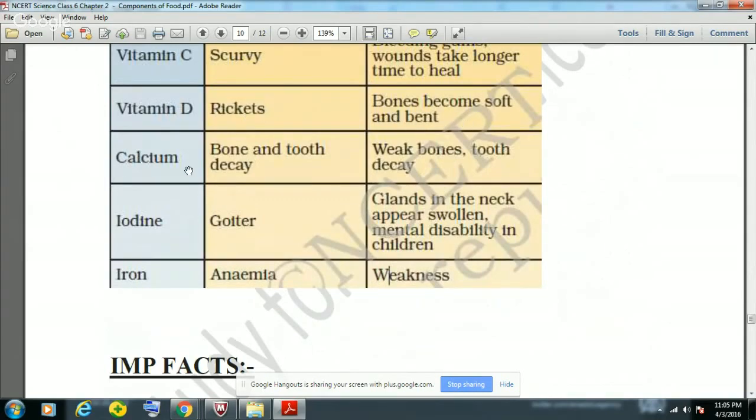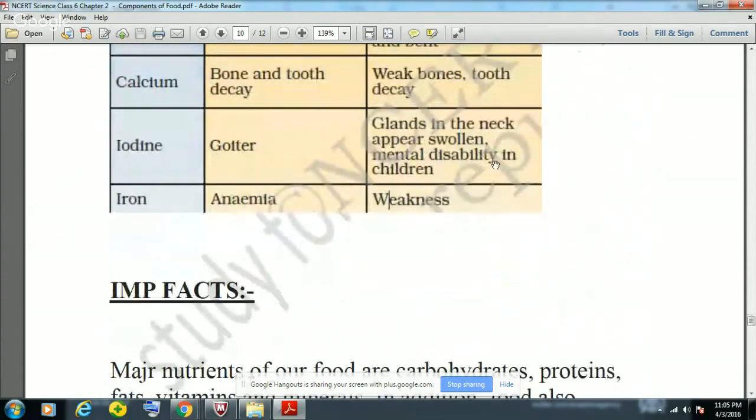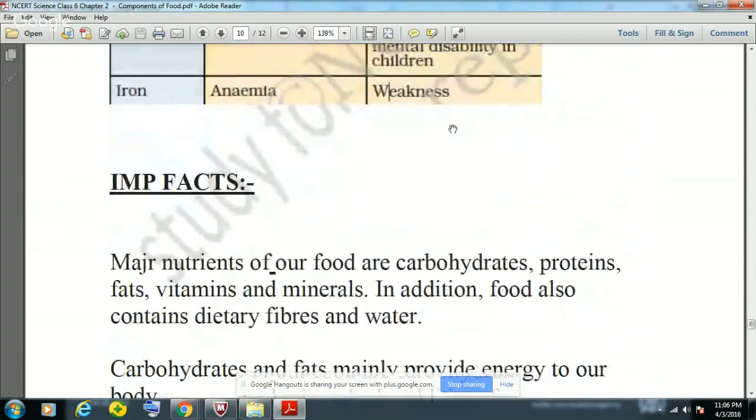Calcium deficiency results in bone and tooth decay, and the symptoms are weak bones and tooth decay. Deficiency of iodine results in the disease goitre. The joints in the neck appear swollen, and there is mental disability in children. Deficiency of iron causes the disease anemia, and that is why the government of India has started giving iron folic acid to adolescent girls. The symptom could be weakness.